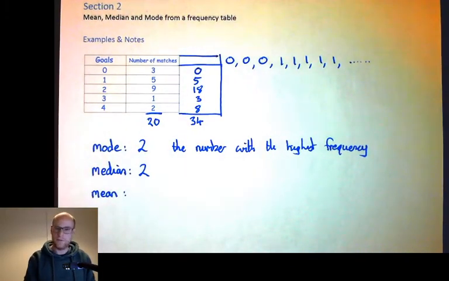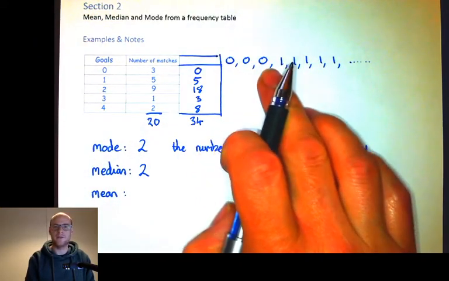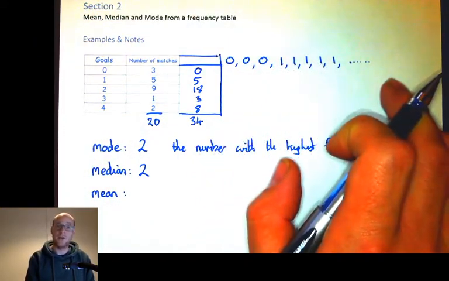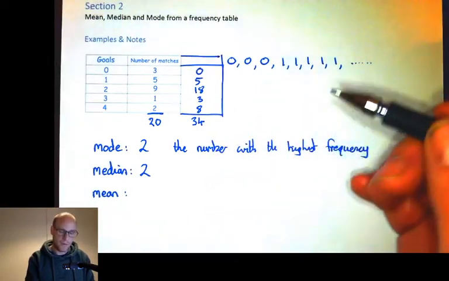Well, that number 34 is exactly what I would have got if I had gone through and added up every single one of these numbers in this list. But I've just done it in a quicker way. How have I done that? Why have I done that?